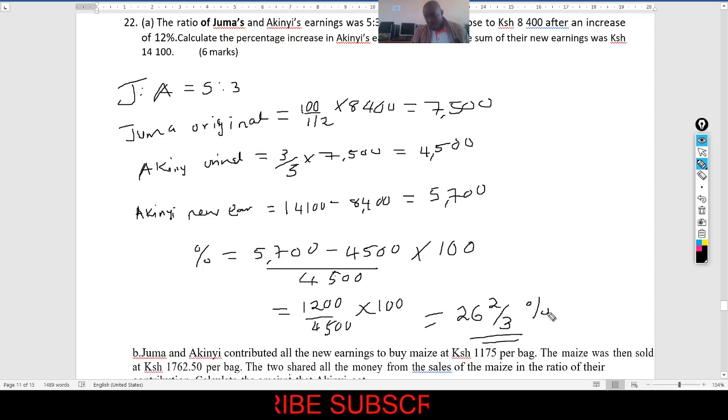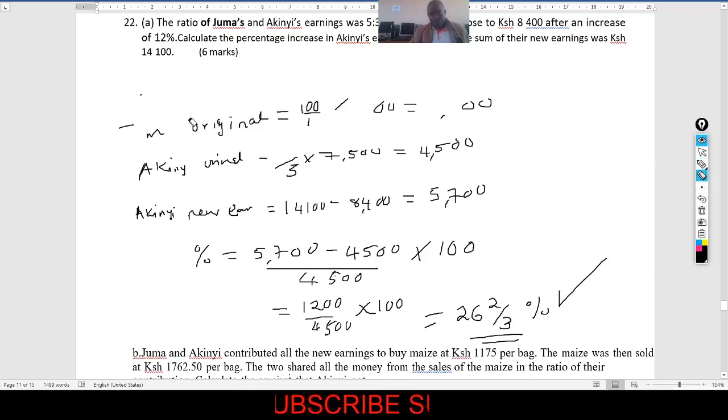Ensure you write in fraction form when it recurs. So that is how you were supposed to tackle that question.